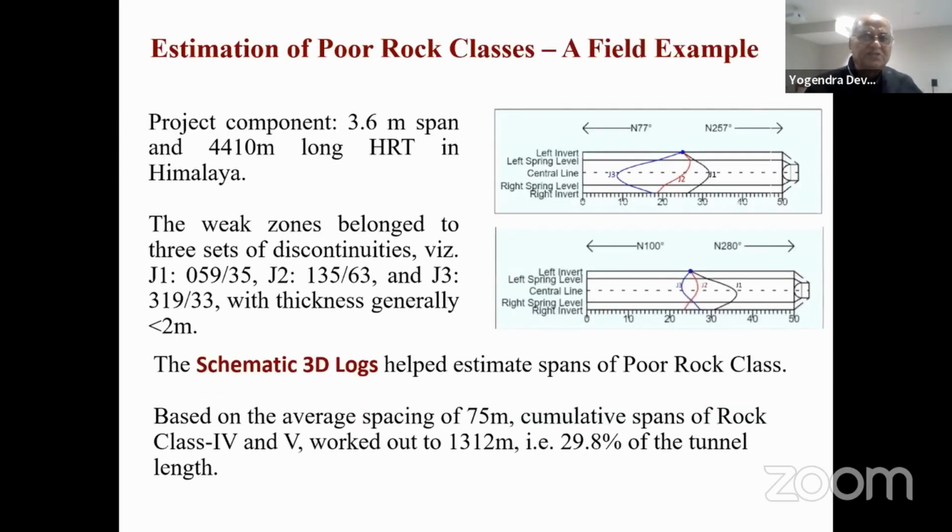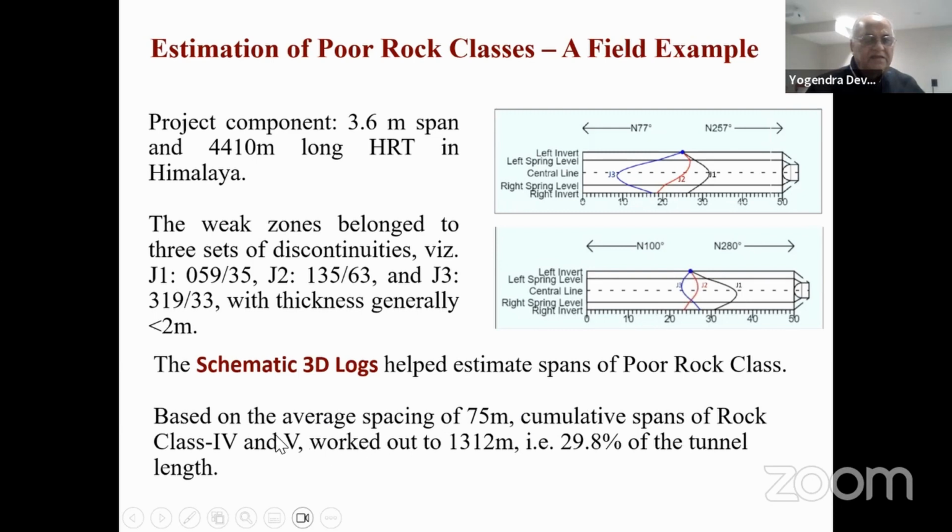This is an example of a project. This is a 3.6 meter span and more than 4 kilometer long HRT in the Himalaya. These are the two schematic 3D logs of the tunnel, which are given here. And here, the major sets of weak zones have been plotted. Because of the orientation with respect to the tunnel, you can see that in this orientation the weak zones span a longer length of the tunnel, and in the other orientation they span a lesser length in the tunnel.